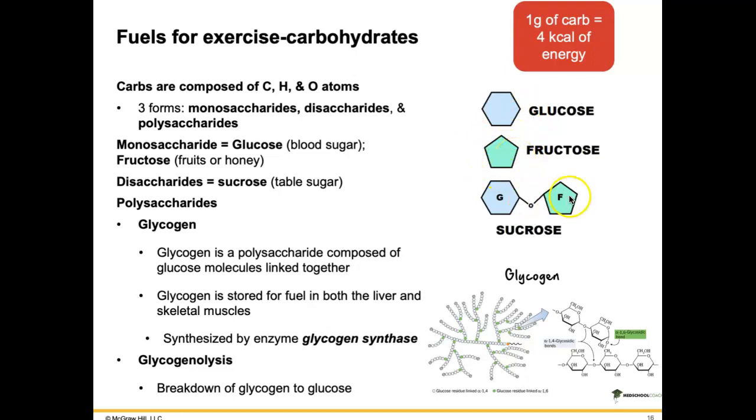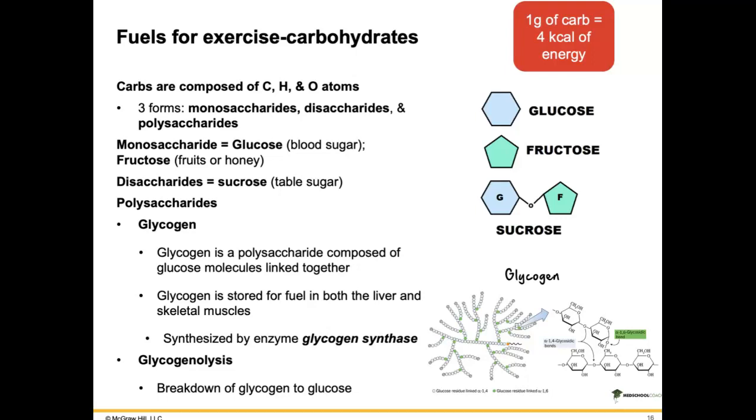The other type we have is a disaccharide. This means we have 2 sugar molecules attached to one another. In this case of sucrose, we have glucose and fructose coming together to create table sugar. We can also find this in cane sugar, beets, honey, and maple syrup.